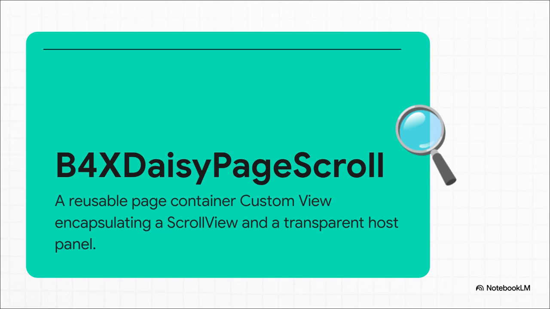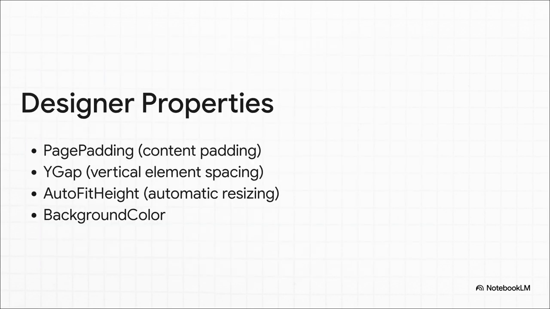It manages the resizing for you and automatically calculates those scroll heights based entirely on whatever components you decide to throw inside it. When you pull this up in the Visual Designer, you've got 4 main properties driving the magic here. First up, page padding. That gives you your nice uniform content padding right off the page edges.